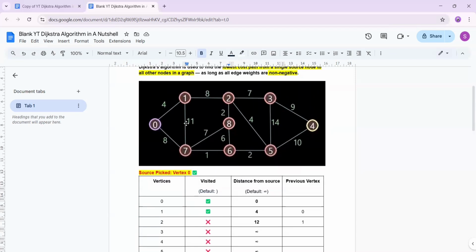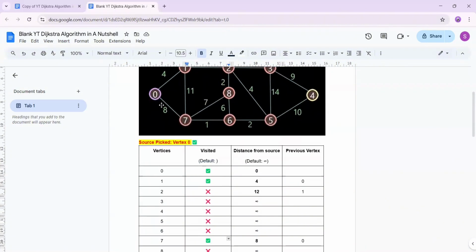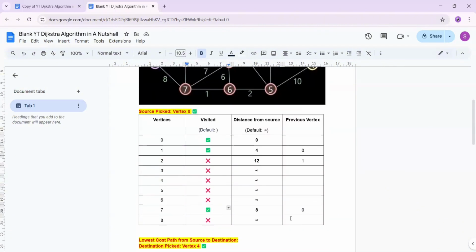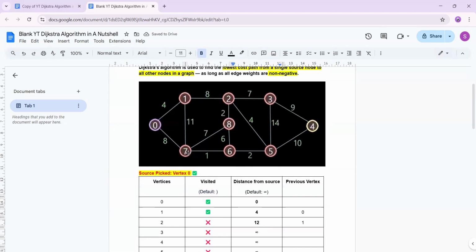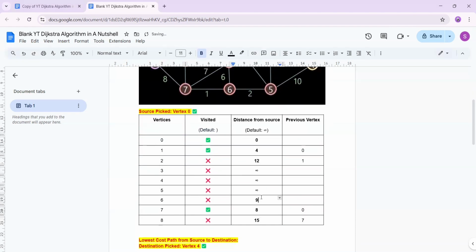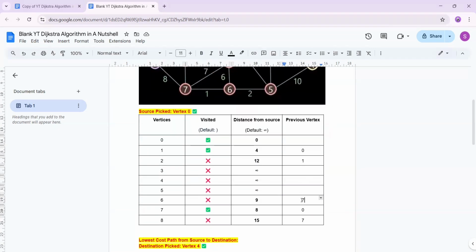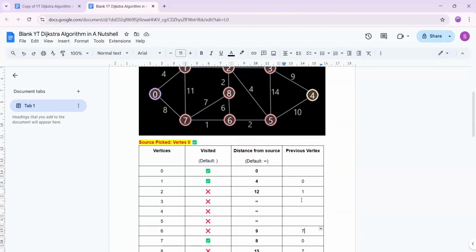Now, from 7, I have three ways to go. I could go to 1, 8, and 6. But 1 is already visited, so we're not looking at that. 7 to 8 will cost me 15, because 8 plus 7. Now, the second one, 7 to 6, will cost me 9, because 0, 7, 6. 7 to 6, 9, and our previous vertex is 7.